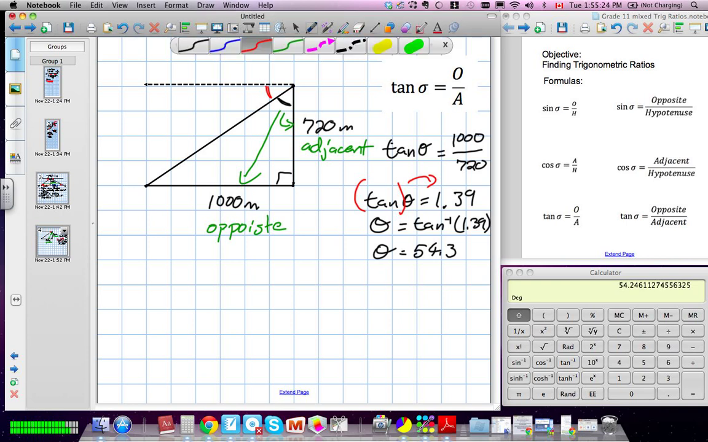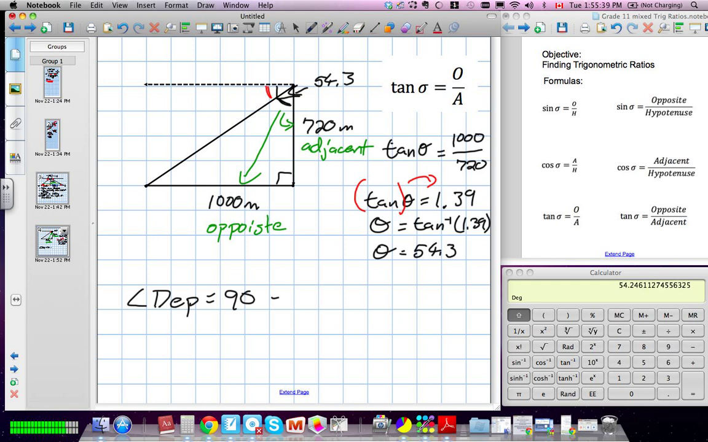Okay, so because we do have this measurement now, being 54.3, we know that this creates a right angle triangle. So for our angle of depression, we need to take that right angle, which is 90 degrees, and subtract our 54.3.